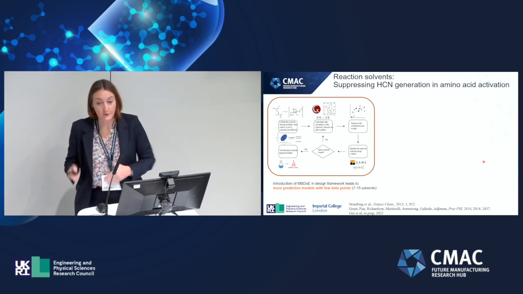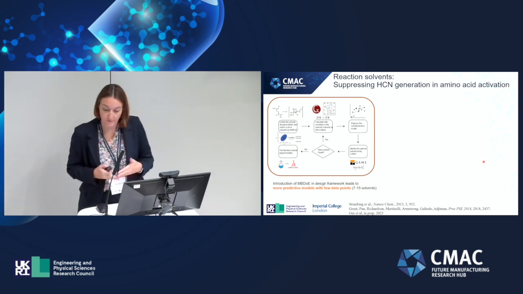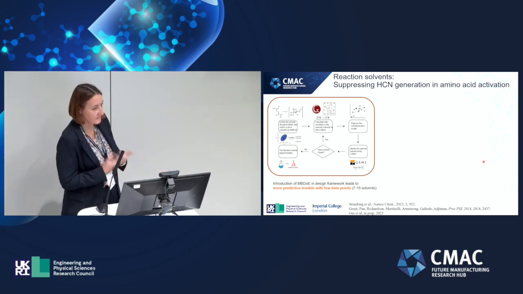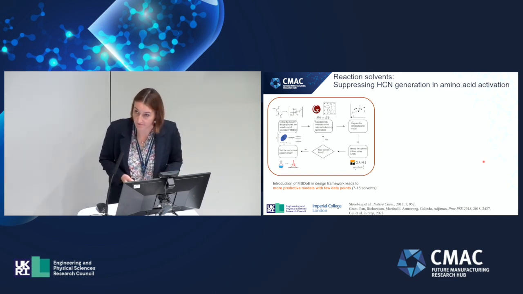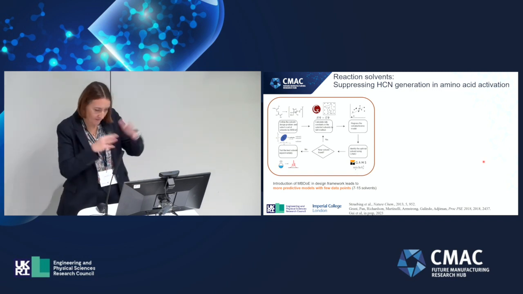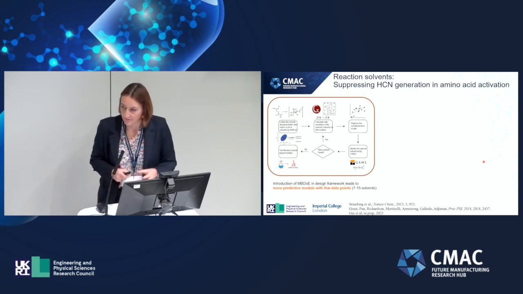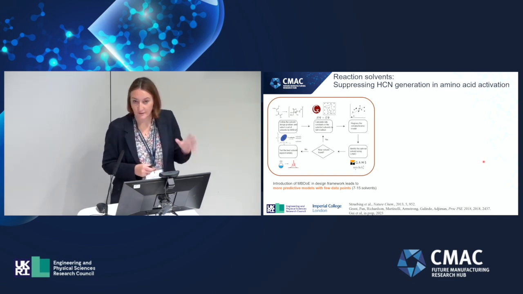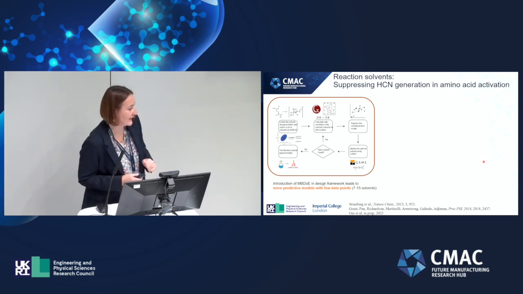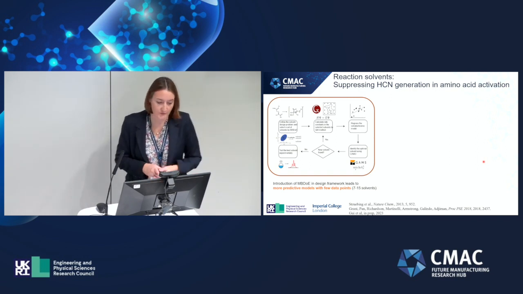So now I want to give you a few examples of how we've applied digital solvent design. So first of all, in specific units, so in reaction solvents, we've been looking at suppressing the generation of hydrogen cyanide as a side reaction to amino acid activation. And we've been using this optimization-based methodology where we have to use surrogate models, because to quantify the solvent effects on reaction kinetics, we either need to use experimental data. So we don't want to generate too much of that, especially when we have HCN formation, or we need to use QM-generated data. So in this case, we've used QM data.